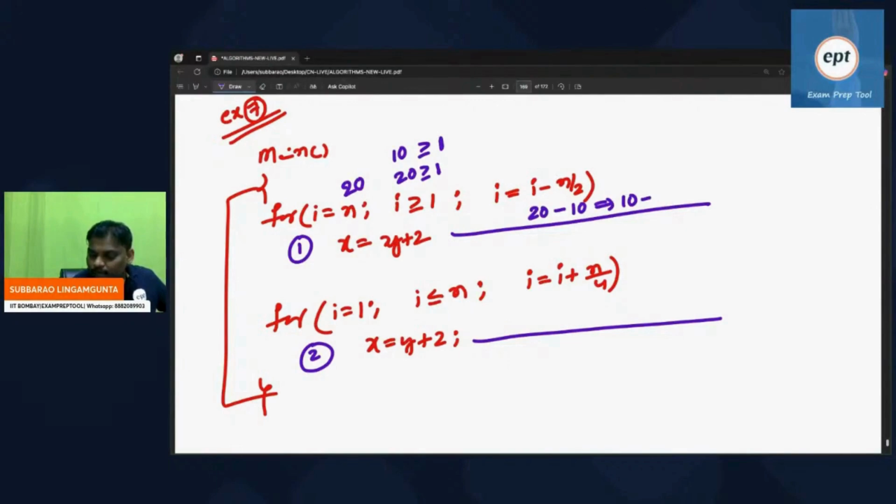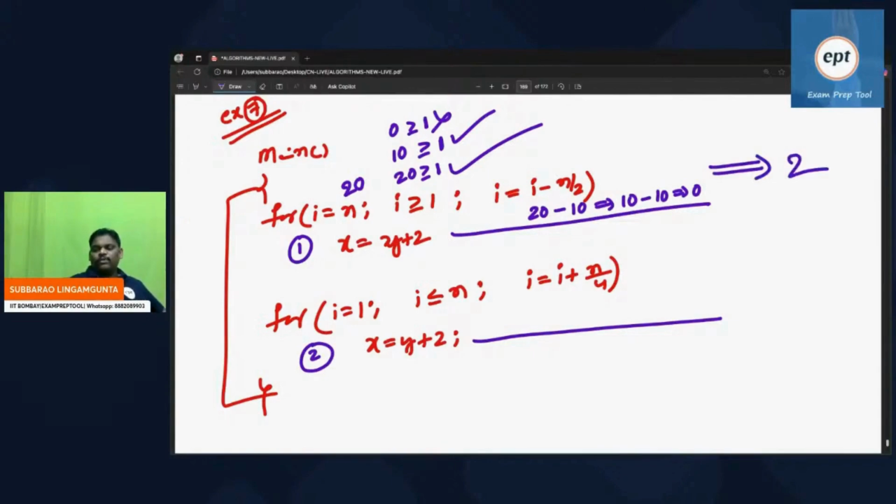Now i value becomes 10, 10 minus, right? Remember, i is updating, n is not updating. So n value is still 20, 20 by 2 is 10. 10 minus 10 is 0. So 0 greater than or equal to 1, condition failed. So remember everyone, first 20 worked out, then 10 worked out, 0 does not work out. So the first loop runs 2 times.